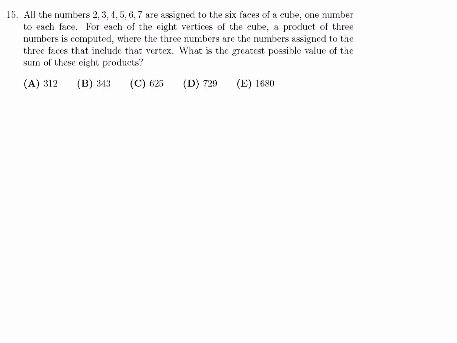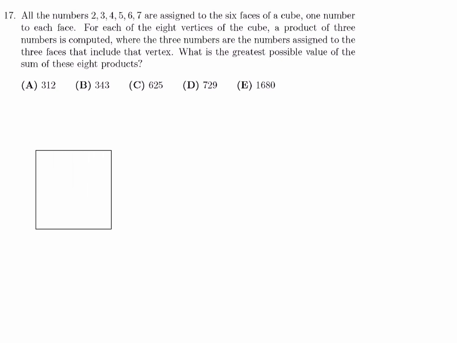All the numbers 2, 3, 4, 5, 6, 7 are assigned to the 6 faces of a cube, one number to each face. For each of the 8 vertices of the cube, a product of the 3 numbers is computed, where the 3 numbers are the numbers assigned to the 3 faces that include that vertex. What is the greatest possible value of the sum of these 8 products?